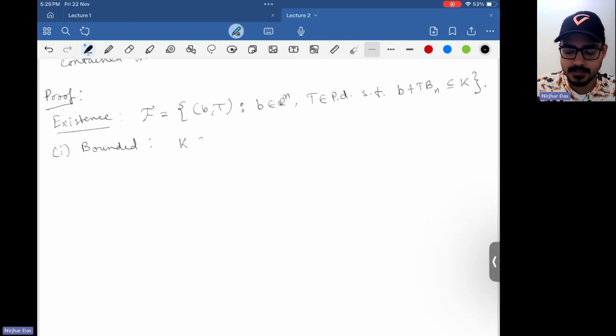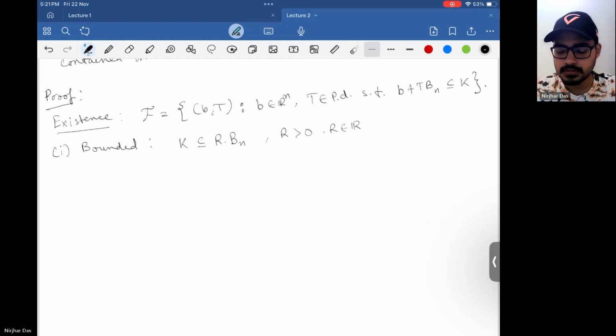So with this argument, we know that K is a subset of R times Bn, where R is greater than 0, some real number. Basically, there is a large enough ball of radius R such that the whole convex body is contained in it. This is by definition of a convex body.